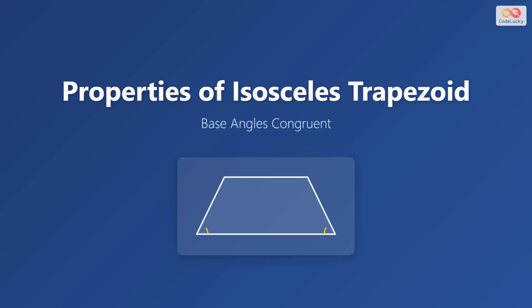Today, we are exploring a key property of isosceles trapezoids, specifically focusing on the base angles theorem. This is a fundamental concept for understanding quadrilateral properties.